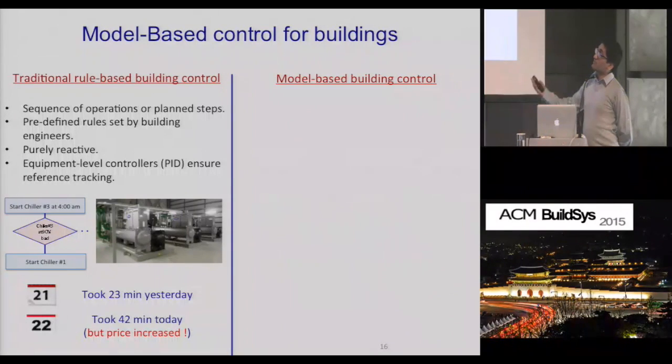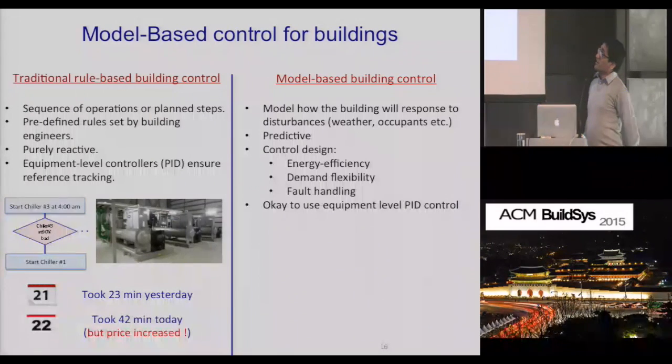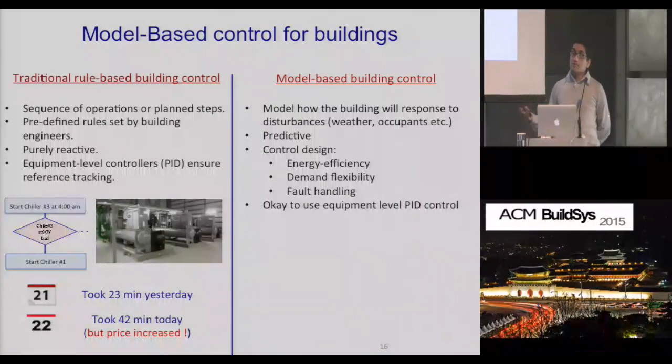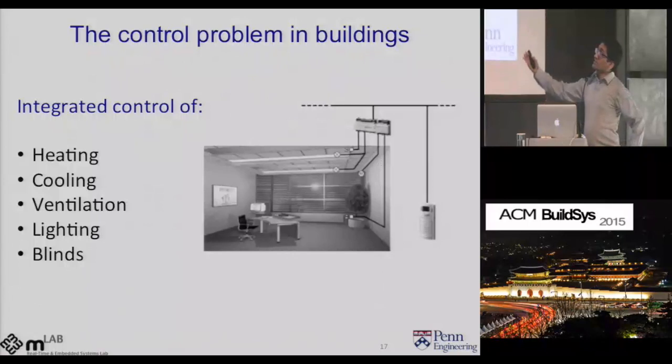Say, for example, if you turn on your chiller on the 21st of this month, it took 23 minutes. But for higher humidity, it's taking 42 minutes, but the price increased. Ideally, you want to use some sort of model-based control that has predictive capabilities and can actually be used for control. But these require models to control all these different variables.